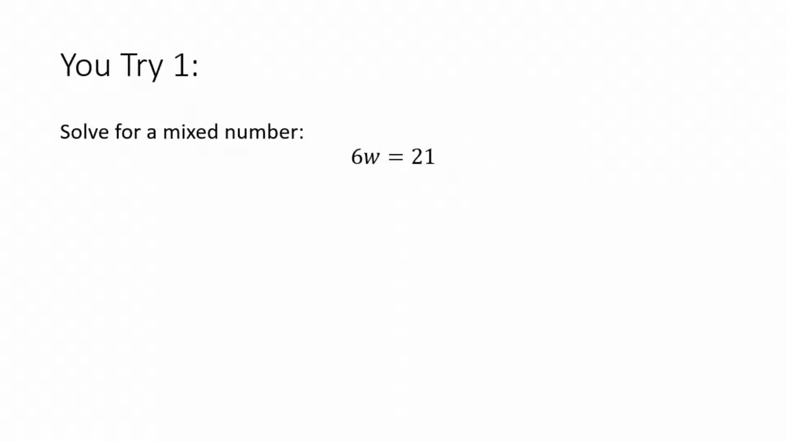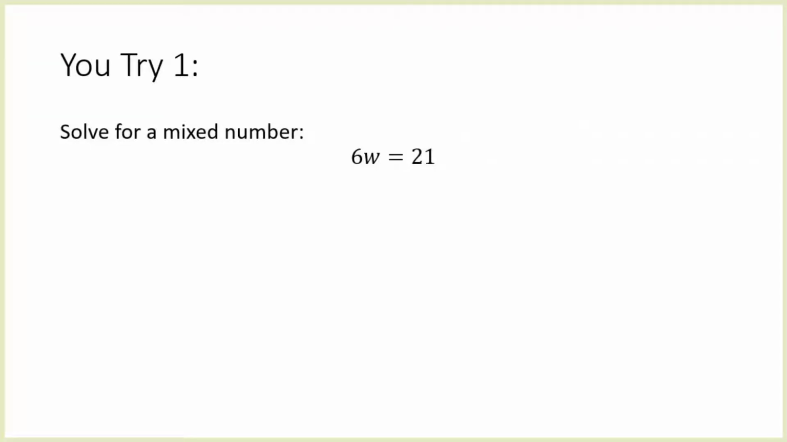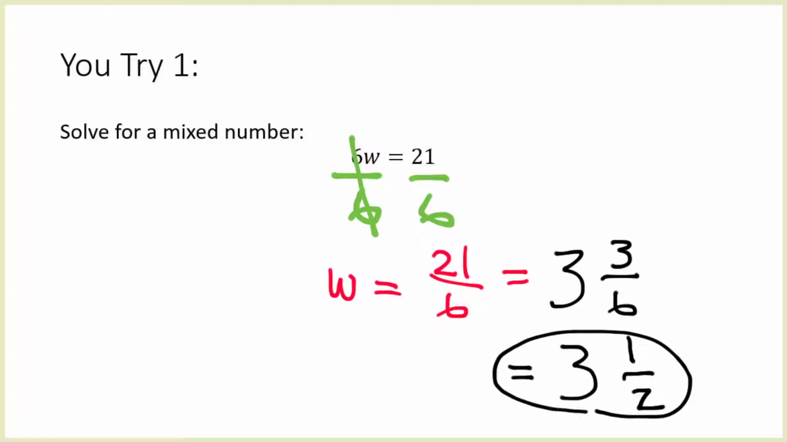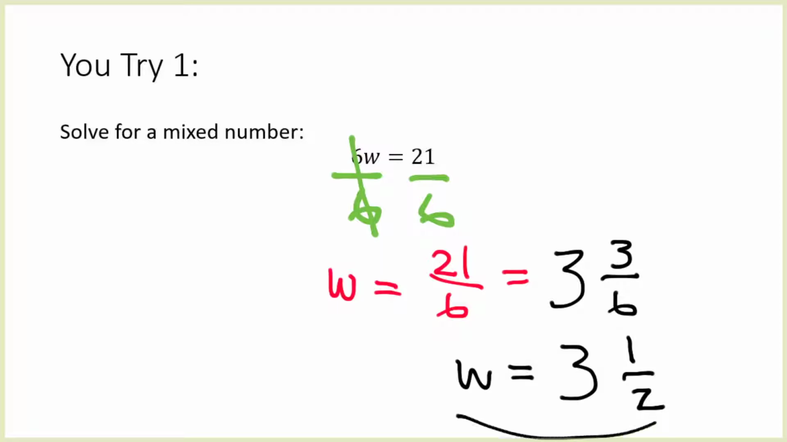Now that you've tried it on your own, let's do it together. So I want to solve for a mixed number. So I'm going to divide both sides by 6. And I'll get that w is equal to 21/6. When I do that, I know that I can take 3 wholes out, and I'll be left with 3/6 left over. One last step, I know that I can reduce 3/6 down to 1/2. So w is equal to 3 1/2. Let me make sure I put the w in my answer.